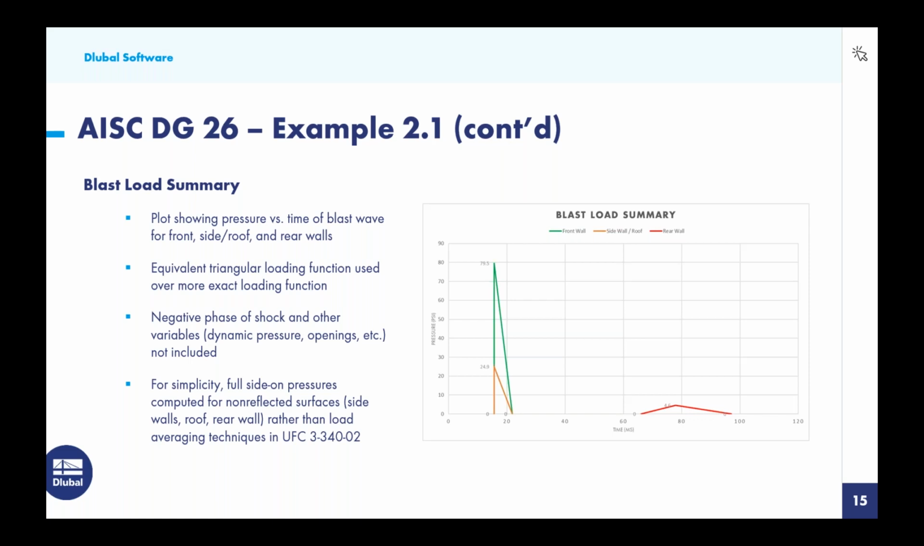And finally, for simplicity, the full side-on pressures are computed for the non-reflected surfaces. So this includes the side walls, the roof, and the rear wall. This is the full value here. In the UFC document, there are load averaging techniques to decrease this magnitude. So a lot of the approaches that we took today are definitely the more simplistic, but also the more conservative approach. UFC will have much more information if you want to get into more detailed analysis.